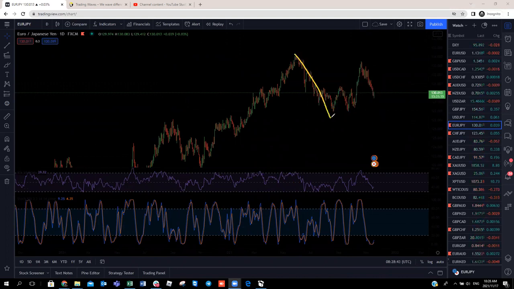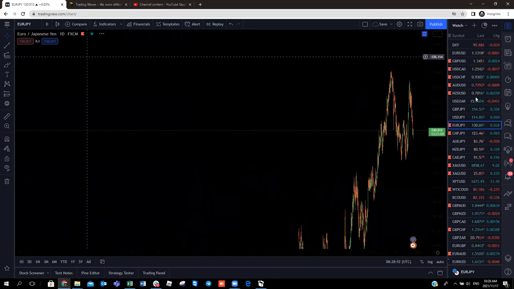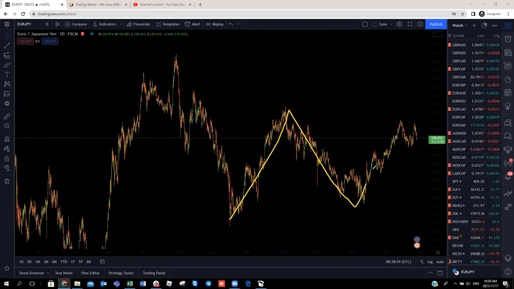So once we've made that corrective structure here, there's a possibility that after that structure, we make one more move to the upside. What that move means to the upside is this, that we are going to be completing the bigger corrective structure here. 1, 2, and a 3. That's how we're going to be looking at the euro.